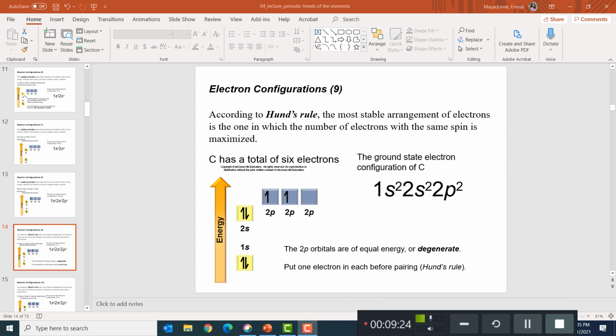Hi students, I don't think I can show you the writing part today. The writing laptop is not working. But let me explain the Hund's Rule.